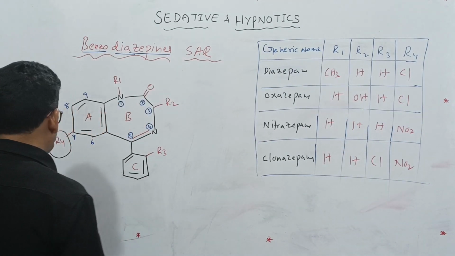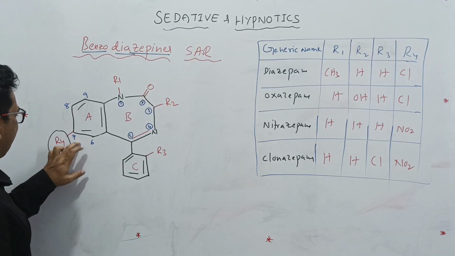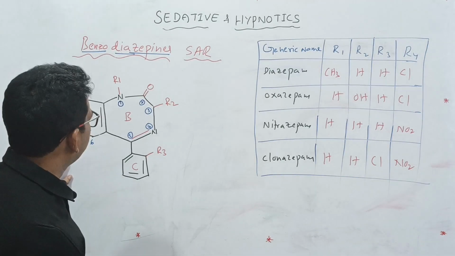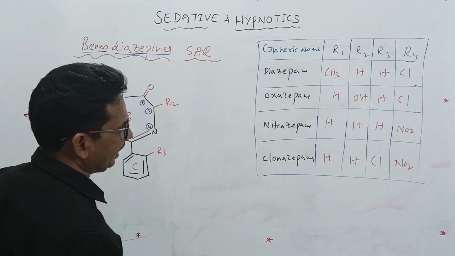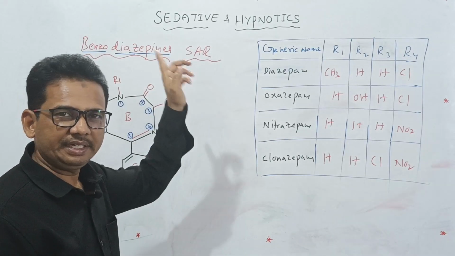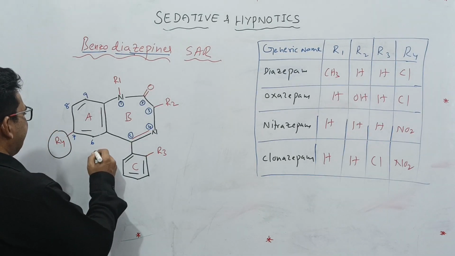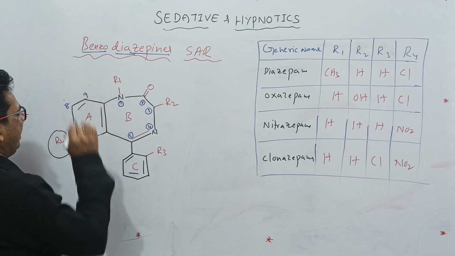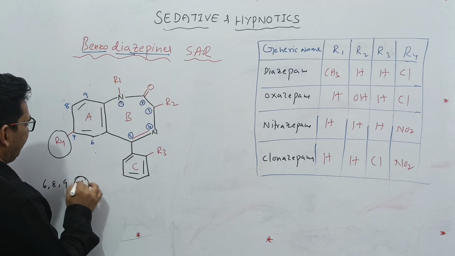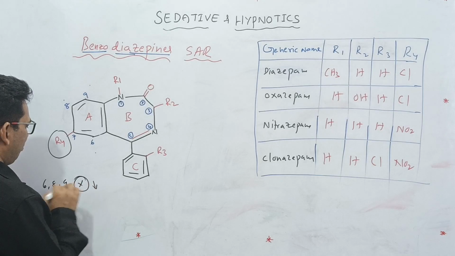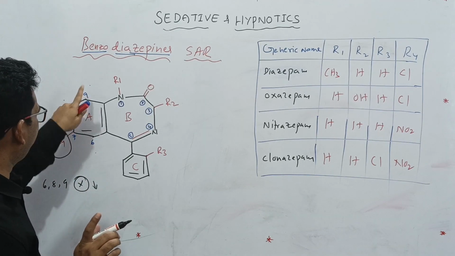Electron withdrawing group, when present in the 7th position, that is the R4 place, increases the activity, that is the sedative and hypnotic activity, for the benzodiazepine. But the 6th, 8th, and 9th positions decrease the activity or completely abolish it. Means no substitution we can do here.